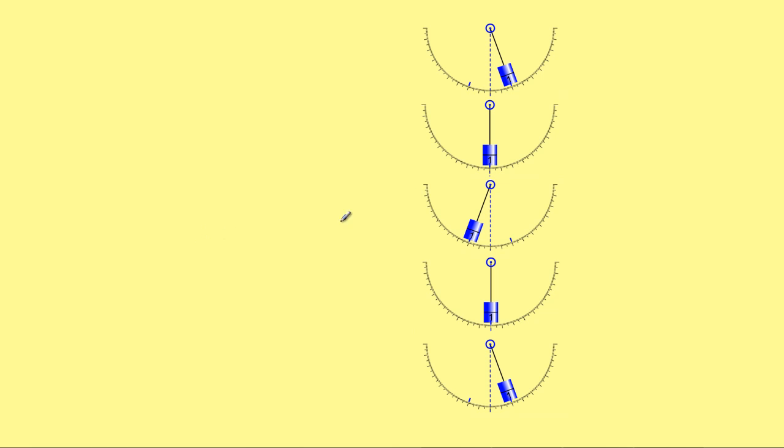Now pendulums. Here I have a pendulum, and if you see the pendulum, I pulled it back to this location, and I let it go. Right here is its equilibrium position, and then it swings back up, and then it goes back to the equilibrium position, and it swings back up. Now in this case, the restoring force of the pendulum is gravity.